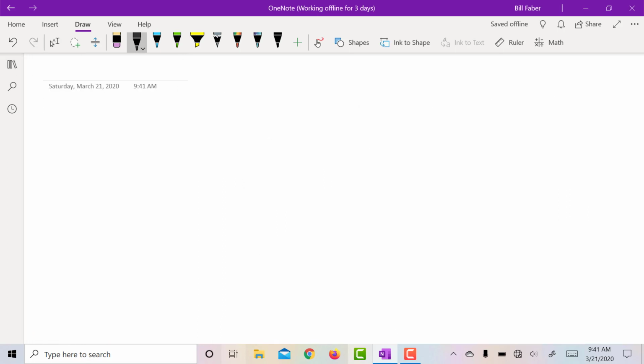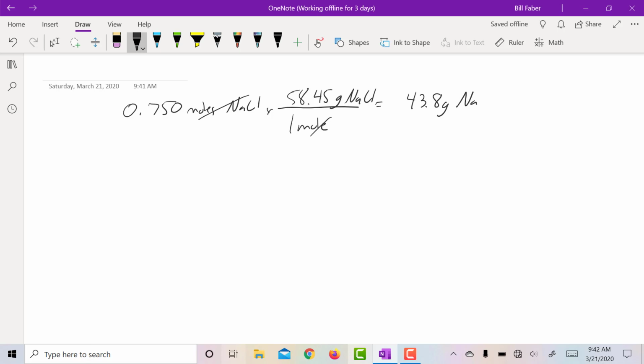And I'll say I have this 0.750 moles of NaCl, and the molar mass is 58.45 grams. Remember, off the periodic table, for every 1 mole. So the moles cancel, and I get 43.8 grams of NaCl. Now, that's great.